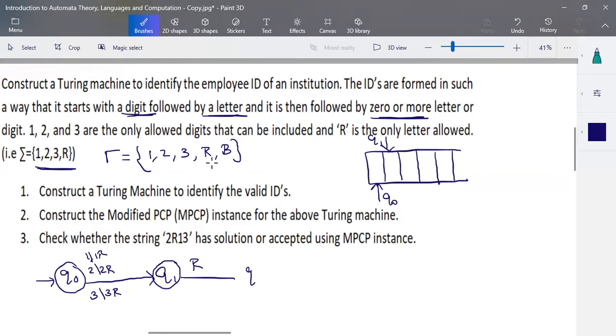Since in my tape, only letters and digits are allowed to occupy, I'm not bothered about the remaining elements. So if my first element is a digit and the second element is the letter R, I'm going for this acceptance state.